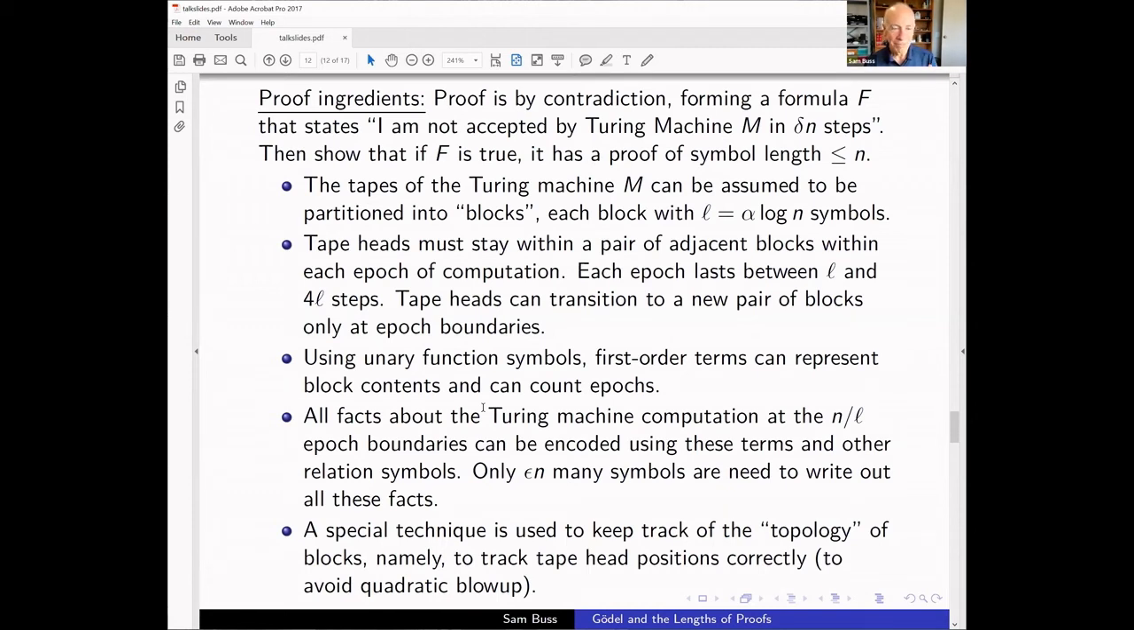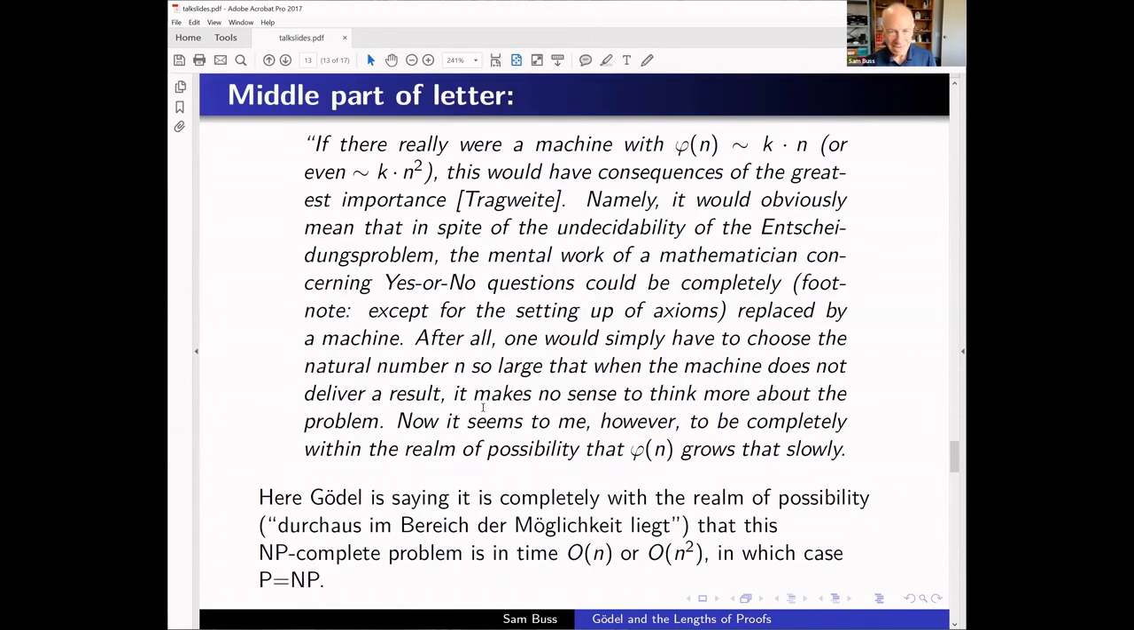Okay. Complete proof is written out. You're certainly welcome to look at it. So back to Gödel's letter. So here's something rather remarkable. He ends up saying that it's possible that P equals NP without knowing the concepts of P and NP.